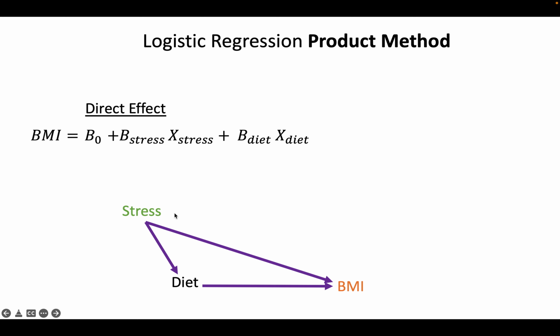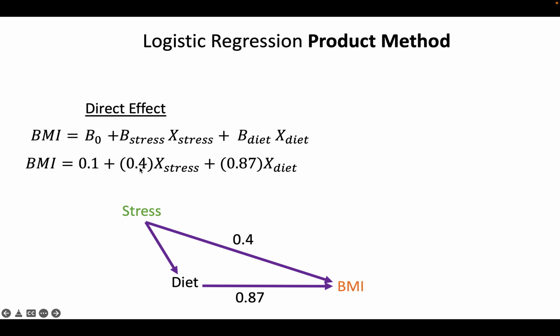So you start by finding, we're doing logistic regression still, the same numbers. So we find the direct effect first by putting stress and diet into the model. And now the coefficient of diet is all of a sudden relevant, and we'll talk about why. So we get a coefficient of 0.4 for stress and a coefficient of 0.87 for diet.